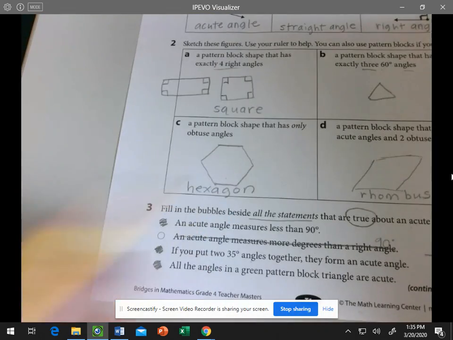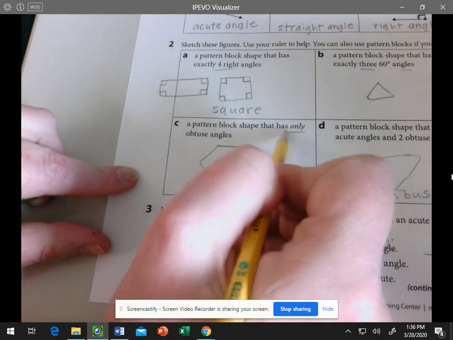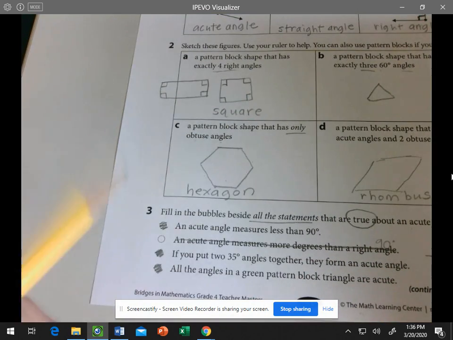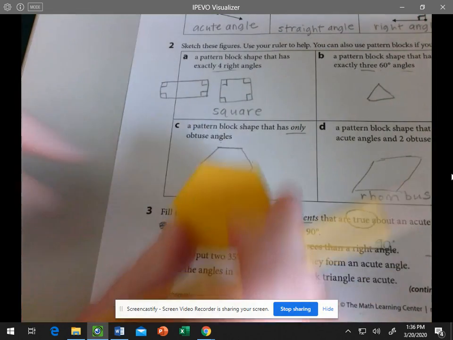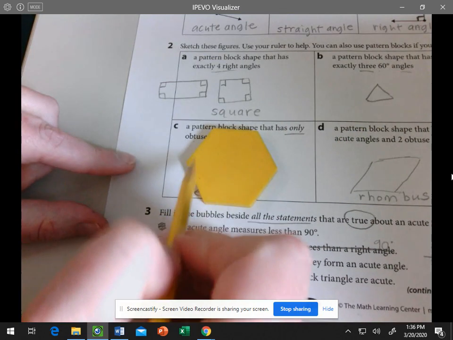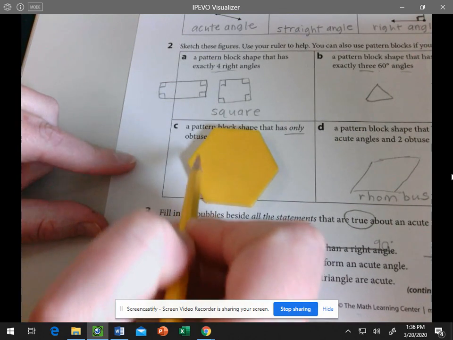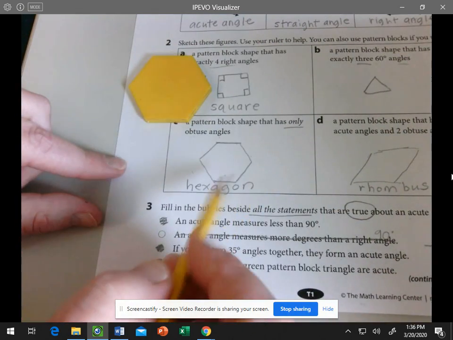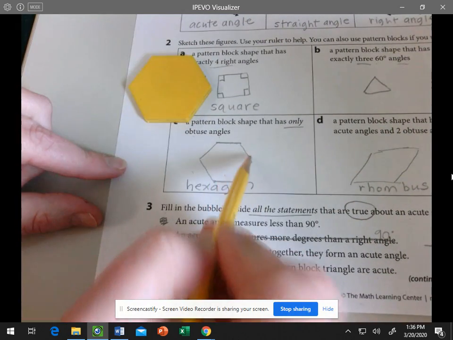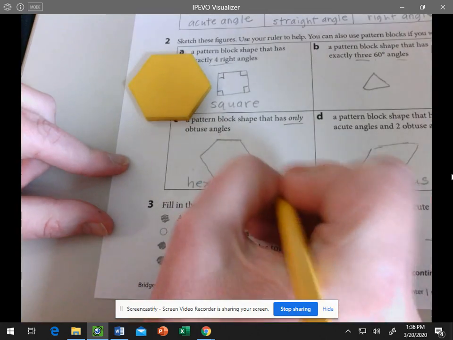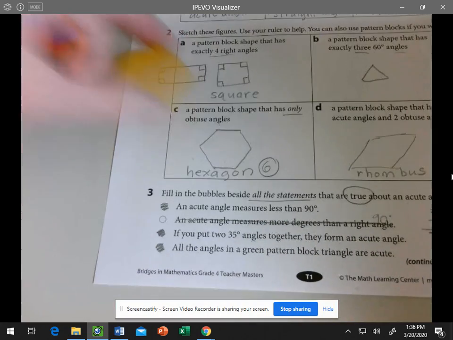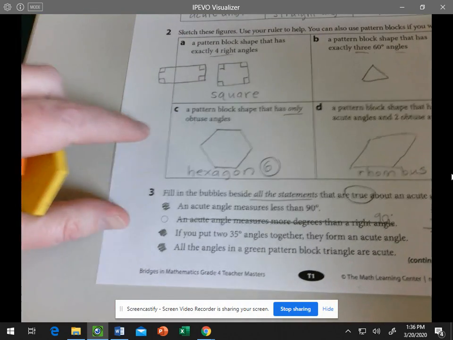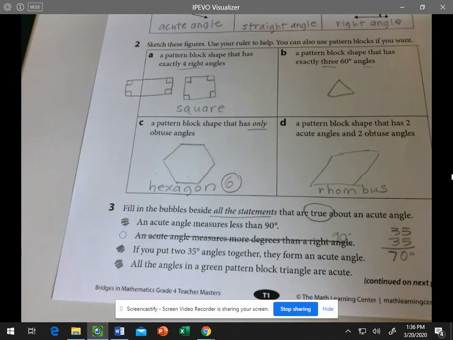Pattern block shape that has only obtuse angles. And I know we did this, maybe not Mrs. Prifty's, but this is bigger than the L, bigger than the L, bigger, all the way around. And this is a hexagon. 1, 2, 3, 4, 5, 6 sides. 6 sides. And then the last one, a pattern block shape that has 2 acute and 2 obtuse.